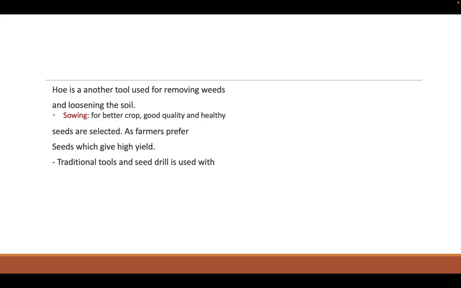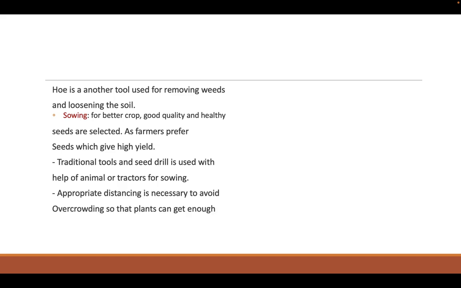There are various sowing mechanisms used. There are traditional tools and seed drills used for sowing the seeds, and there are modern techniques also used. Traditional tools are primarily used with the help of animals, and tractors are used for sowing, and appropriate distancing is needed to avoid overcrowding. We will discuss a few tools that show how they maintain the distance while sowing.